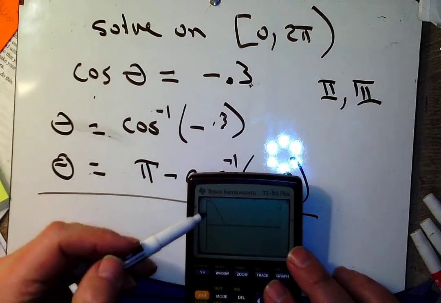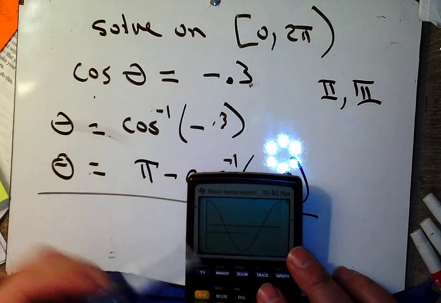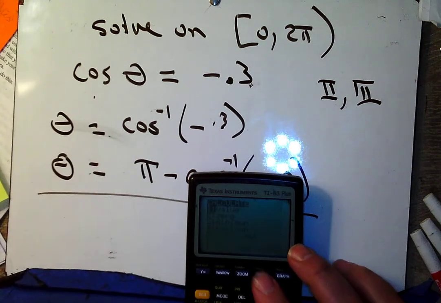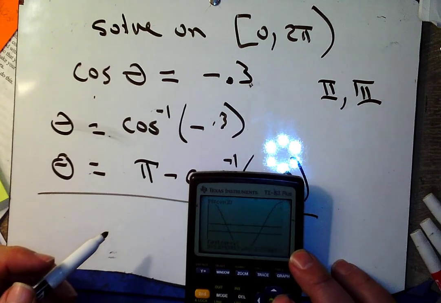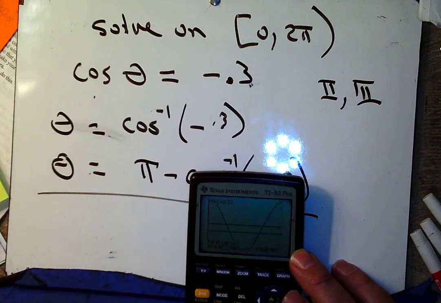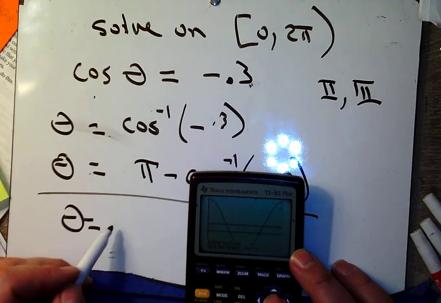Okay, so I got cosine. There's cosine on 0 to 2 pi. I do see two solutions, so I can calculate intersect. I want to bring that close to a point of intersection. Enter, enter, enter.